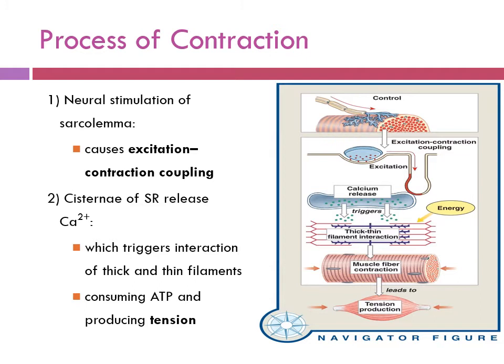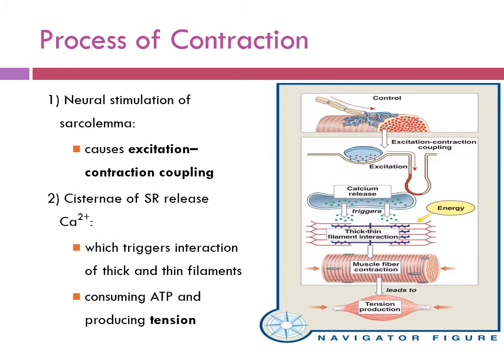Now we're going to move on to, we started with calcium needs to get released. So now we need to figure out how and why that calcium gets released to stimulate muscle contraction. We have a nerve that stimulates the sarcolemma, or the cell membrane of the muscle fiber, causing what's called excitation-contraction coupling. The nerve impulse is going to excite, or depolarize, that sarcolemma, and that is then going to lead to contraction occurring. So we have excitation first and then contraction.